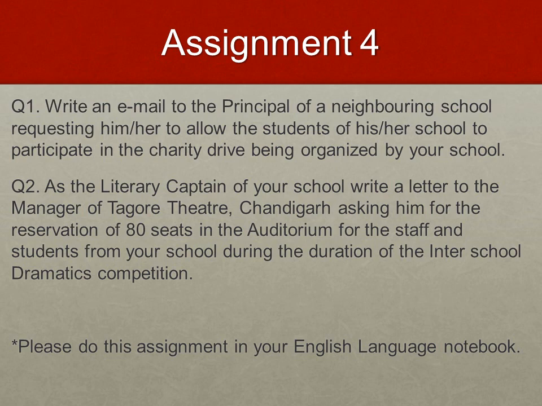Both these emails are connected to the notice assignment which was given earlier. Please ensure that you use the same information given in the notice in your emails. This work is again to be done in your notebooks.